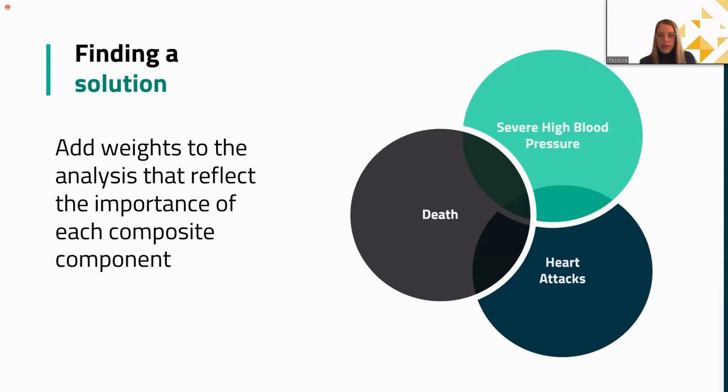So for example, in a traditional composite endpoint, we treat each of these outcomes as though they're the same. Instead, what we're proposing is that we weight these outcomes so that they reflect the importance of the different outcomes. So this would be similar to what you do in a course where your final exam is worth a lot more than a pop quiz or a midterm assignment.